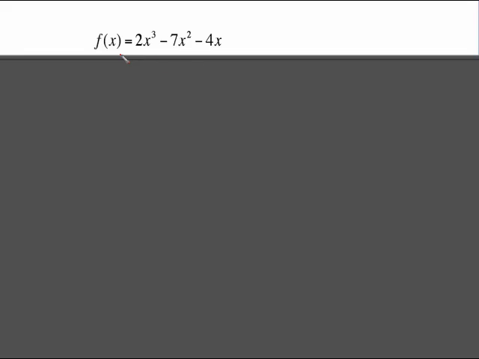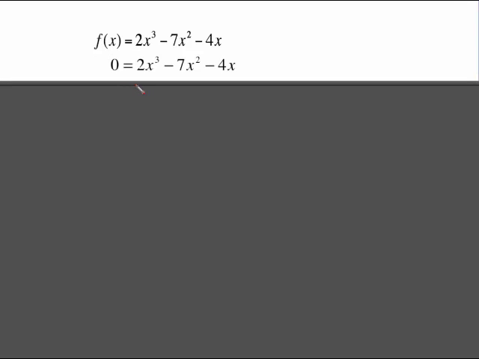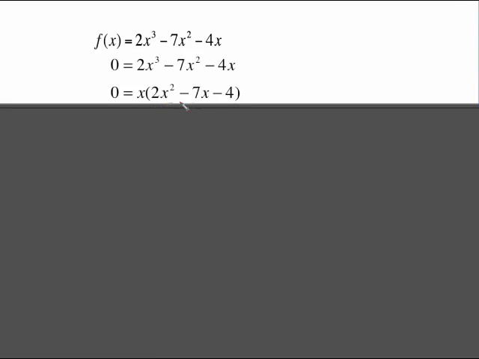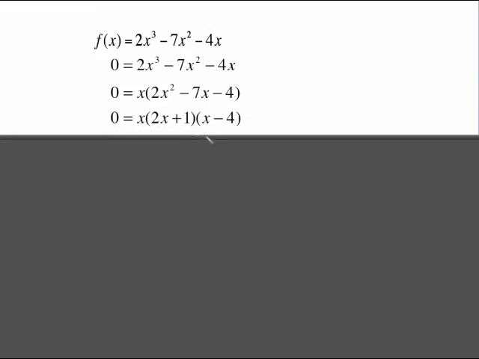Another one, set equal to 0. Factor out a GCF of x, and then factor this, and it factors into 2x plus 1 times x minus 4. And if you have trouble with factoring, go back and look at some of the factoring videos that are already posted.